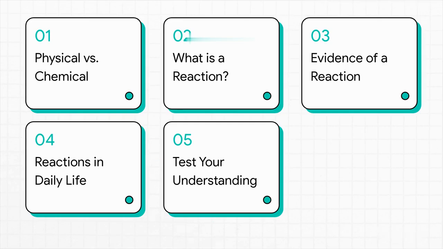Here's our game plan. First, we'll tackle the difference between a physical and a chemical change. Then, we'll define what a chemical reaction is. We'll learn how to spot the evidence of a reaction, find some examples in our daily lives, and then we'll wrap up with a quick quiz to test what you've learned.